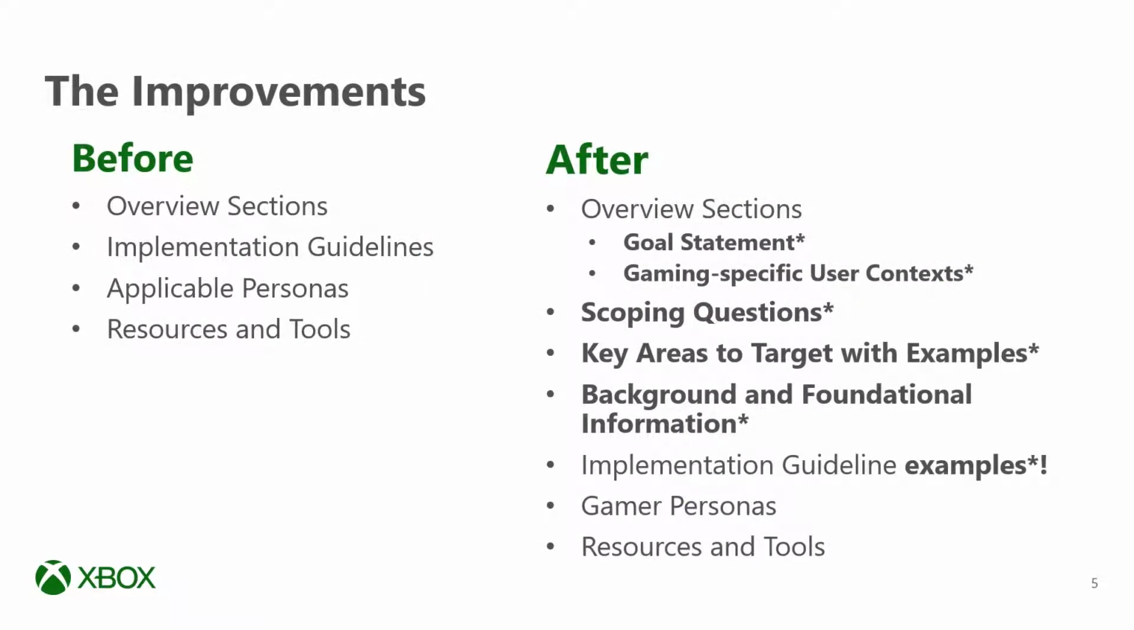So with that, let's take a look at some of the improvements and new sections that now appear in the XAGs. Originally, the XAGs had 4 main sections: a really brief overview, the implementation guidelines themselves, background on personas, and some additional resources and tools to supplement the guidelines.